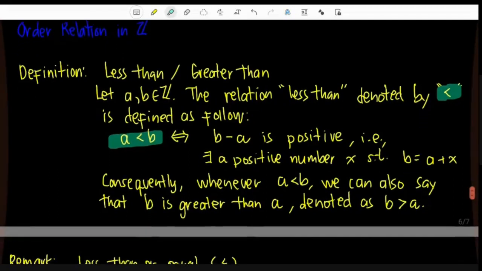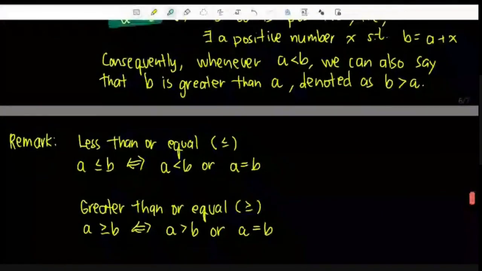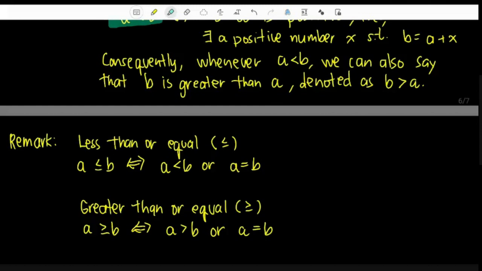Now, another form of this relation is the less than or equal relation. So, we say that A is less than or equal to B, denoted by this symbol, parang less than na may equal sa baba, if and only if A is less than B or A is equal to B. On the other hand, yung counterpart naman na greater than, denoted by the symbol greater than tapos may equal sa baba. So, we say that A is greater than or equal to B if and only if A is either greater than B or equal to B.